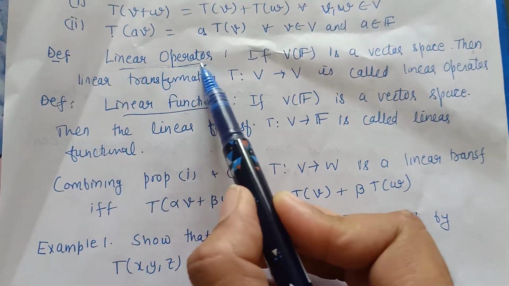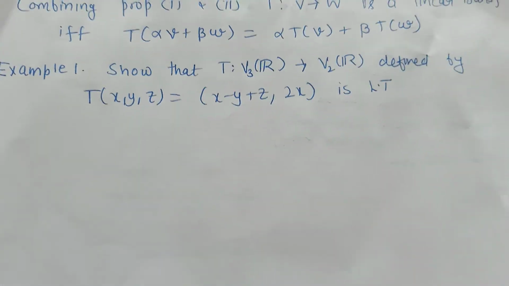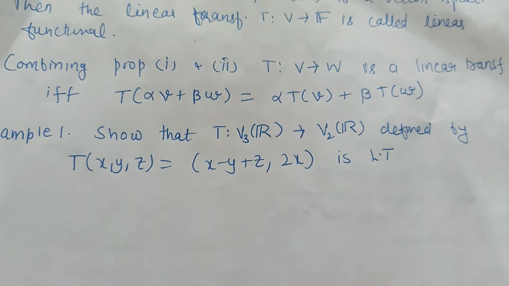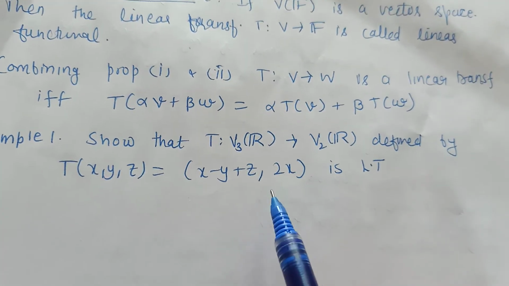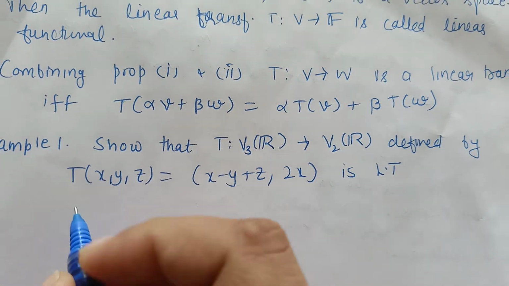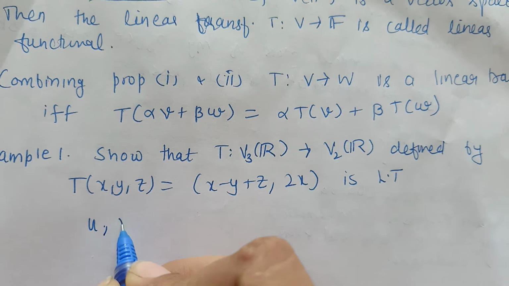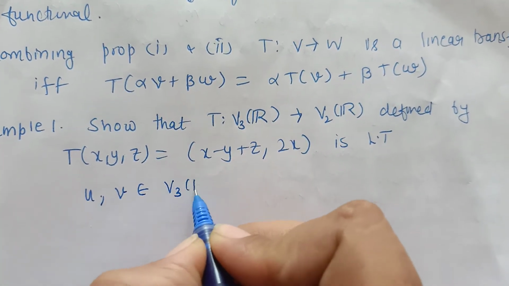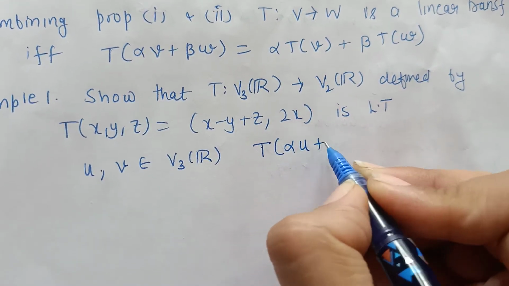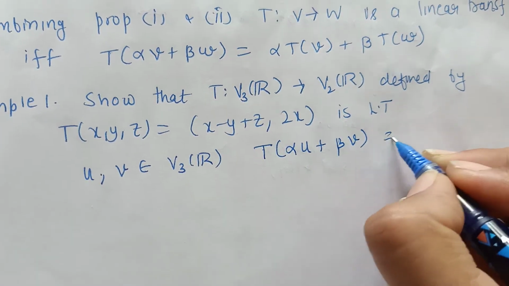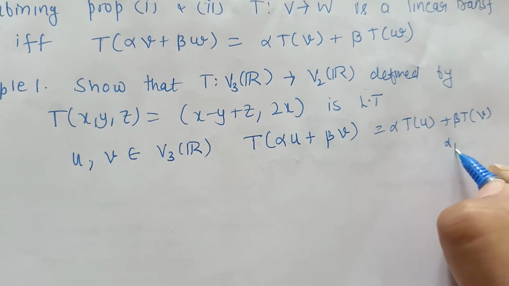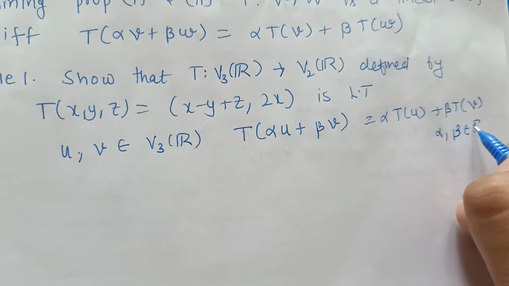So let us check with an example how to prove a given transformation is a linear transformation. So I have this T of x y z as x minus y plus z and 2x. So first of all, let us take two vectors. Let u and v be two vectors from V3R. What we will prove is that T of alpha u plus beta v is equal to alpha Tu plus beta Tv for alpha and beta from the field.